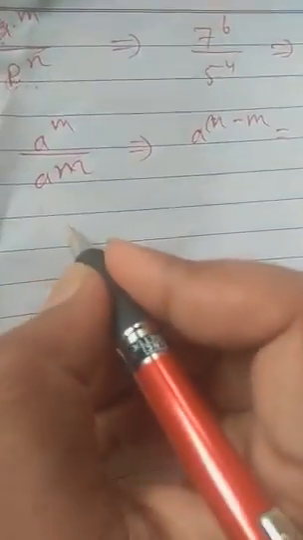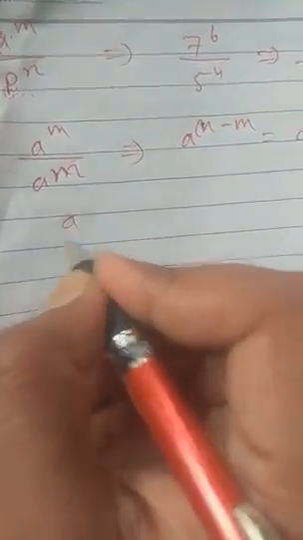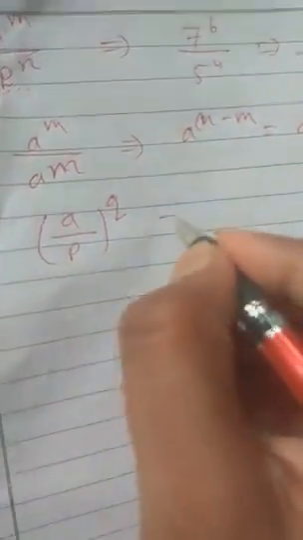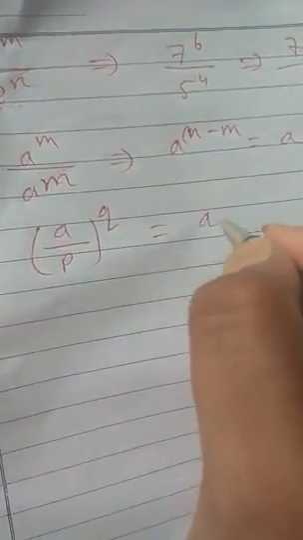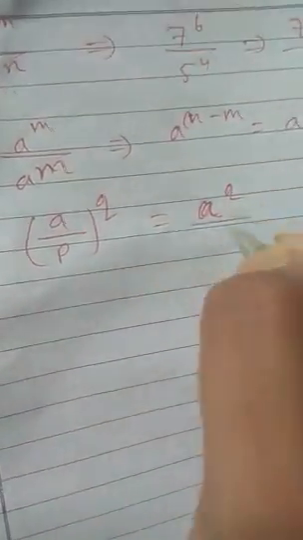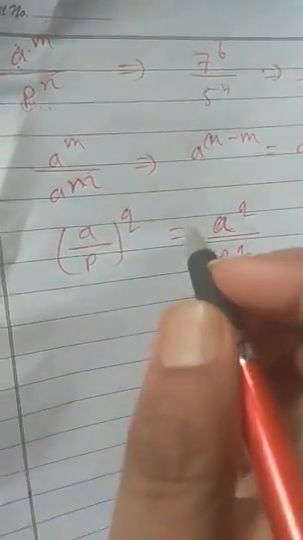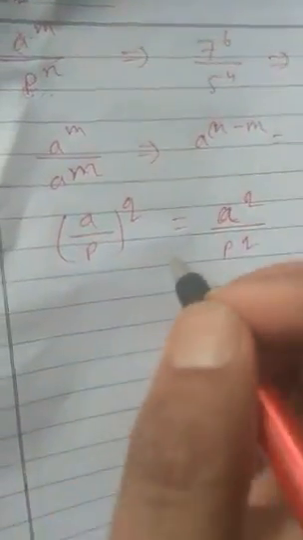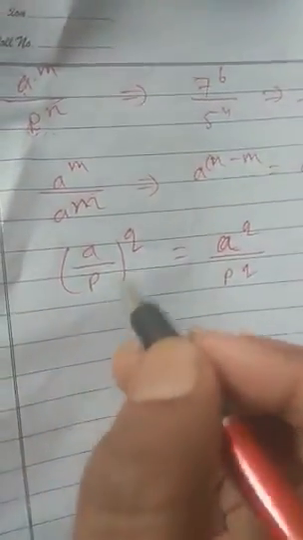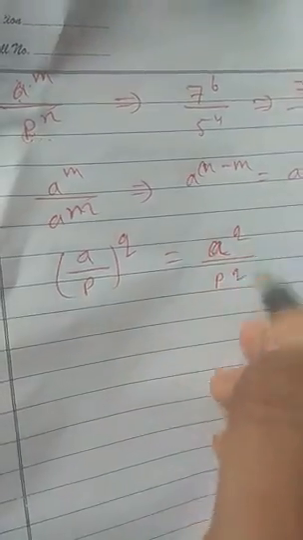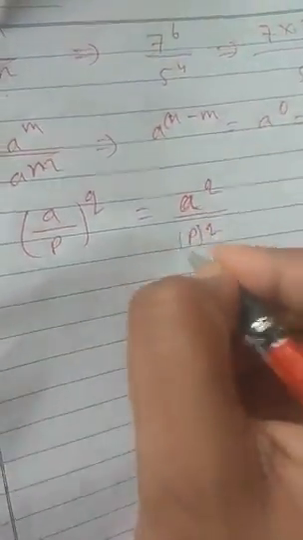We can have one more thing. Suppose we have a by p whole power q. So this can be transferred like this, a power q upon p power q. Means the power can be transferred to both the numerator and the denominator separately. A by p whole power q will result to a power q upon p power q.